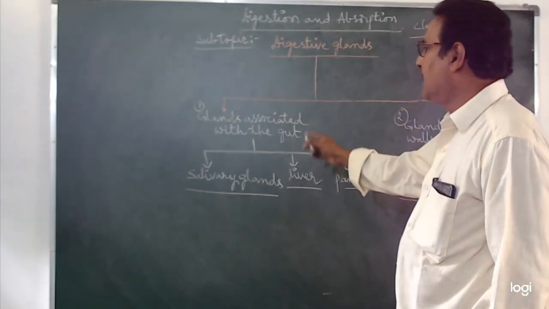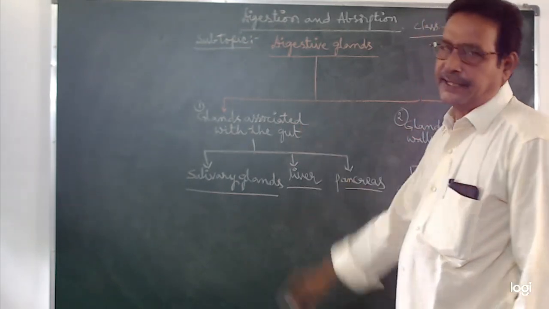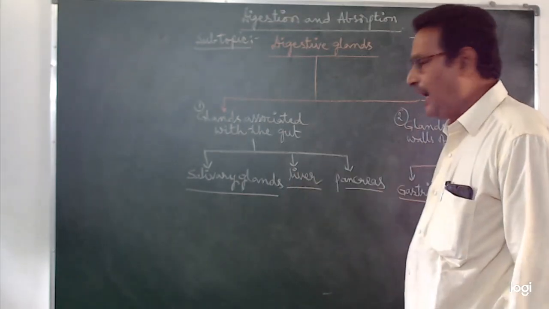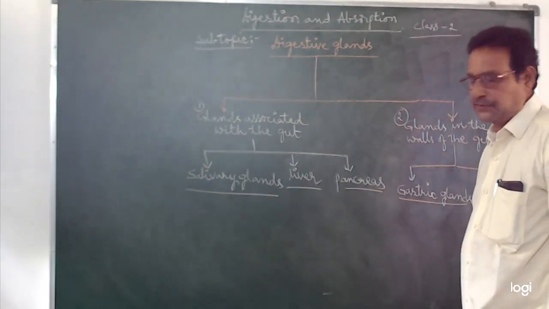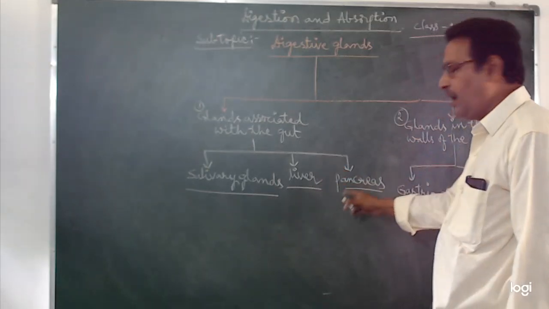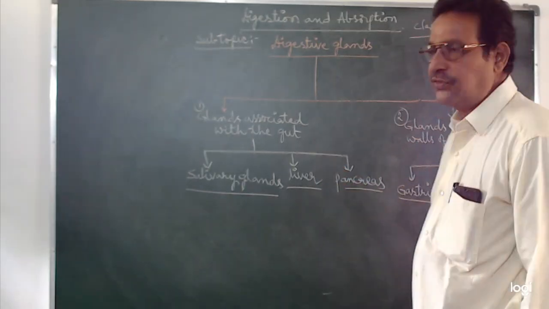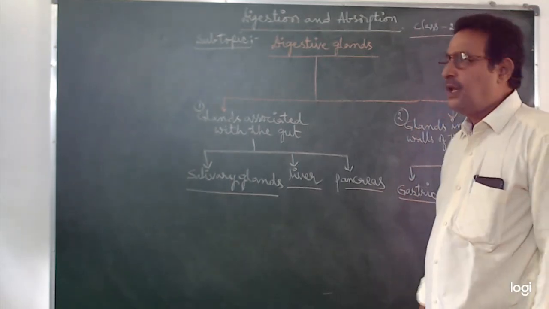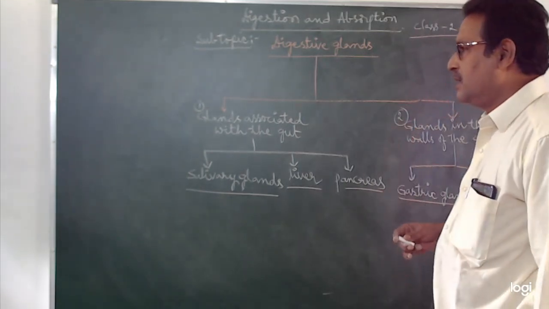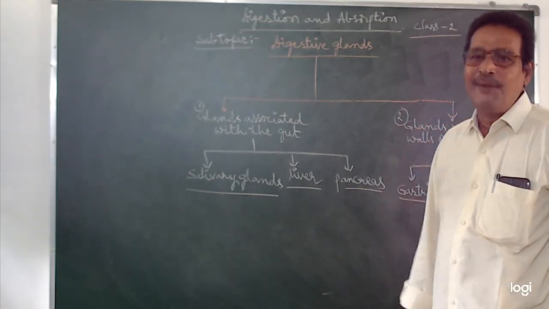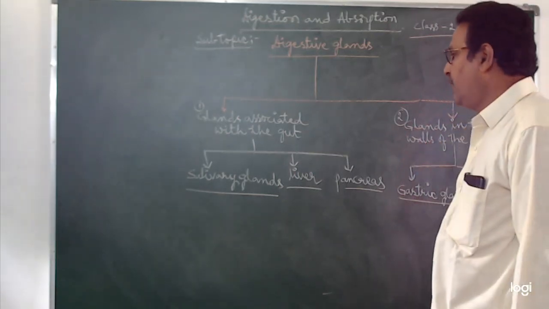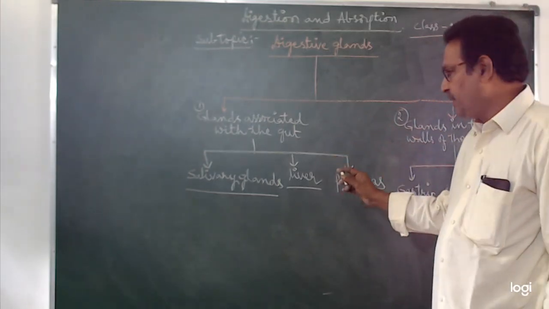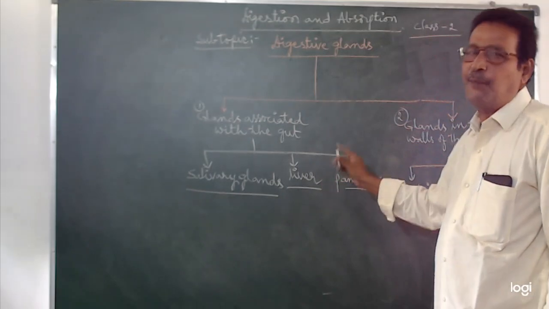First one is glands associated with the gut. That means some glands, for example, salivary glands, liver and pancreas. These glands are very closely associated with the gut. They will pour their secretions into the lumen of the gut.